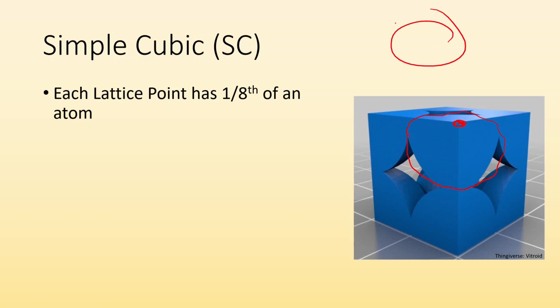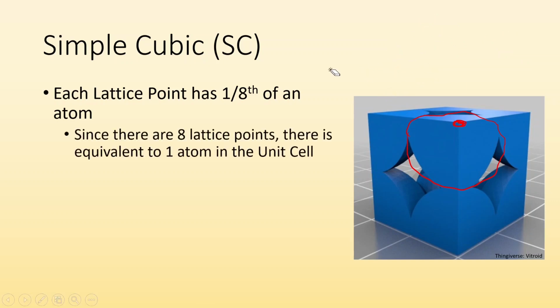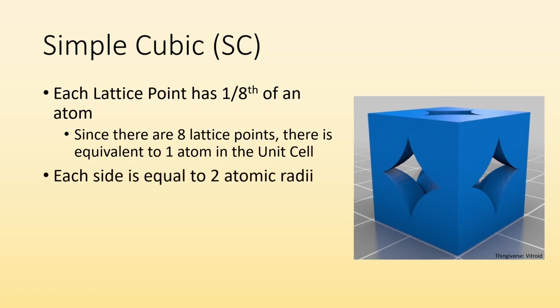If I had a full atom, and it was cut in half this way, cut in half this way, and cut in half another way, cut in half 3 times, you get 1/8. Now, since there are 8 lattice points on this unit cell, there's the equivalent of 1 full atom in each unit cell.